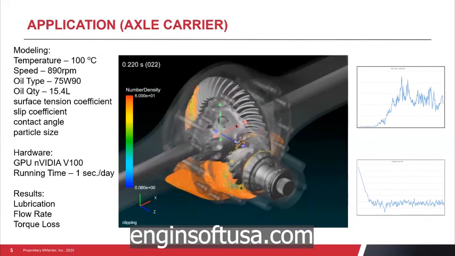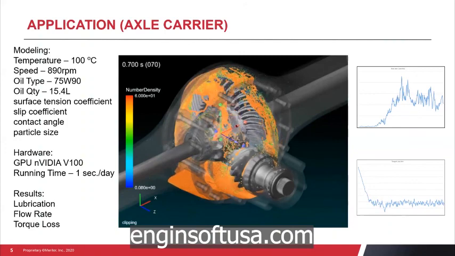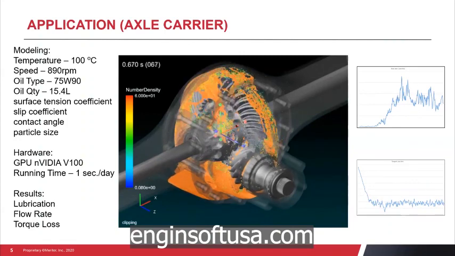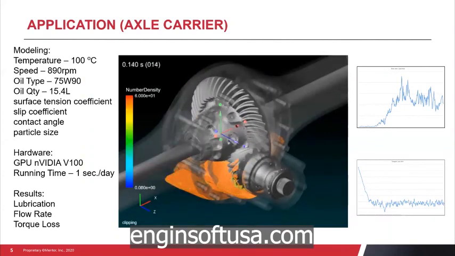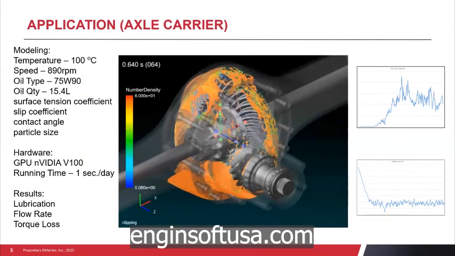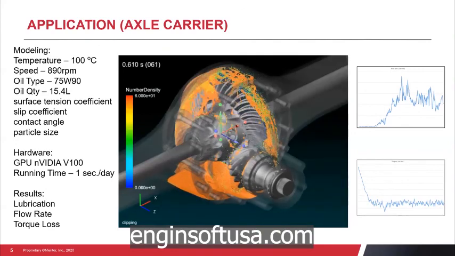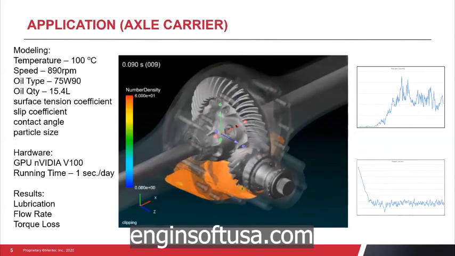So with Particleworks, we can look at the lubrication performance. We could look at the flow rates. We could look at the churning losses. So these are the typical uses that we use Particleworks for currently. Next slide, please.